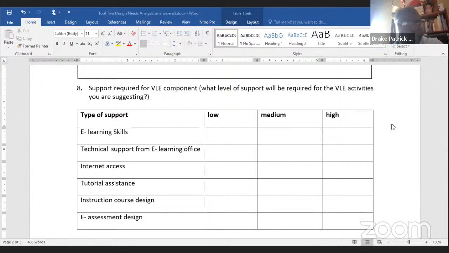What about internet? Sometimes we focus on lecturers, but do our students and learners have internet access? When do they access it? Do we consider their time? Do we consider their needs? Tutorial assistance. Do you need tutorial assistance in terms of facilitating this course?